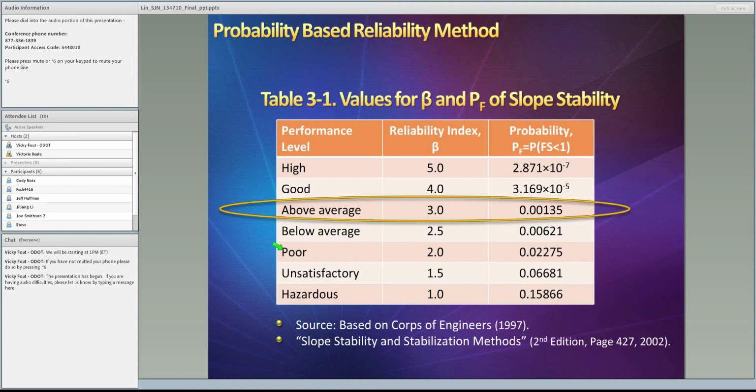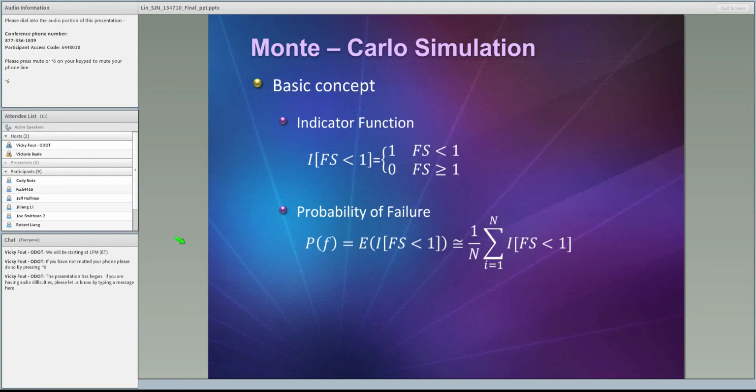For the Monte-Carlo simulation, the big concept is to calculate the indicator function. So how do we calculate it? We use the criterion: if the factor of safety is bigger than 1, the indicator is 0, which means we don't need to record the event. Therefore, the probability of failure for n times Monte-Carlo simulation is the expectation of the indicator function, which we can write as the sum of all the indicator functions over the total number n.